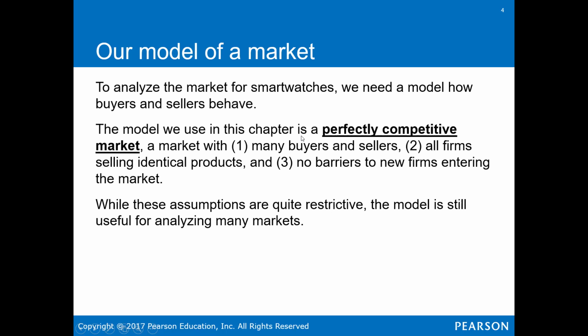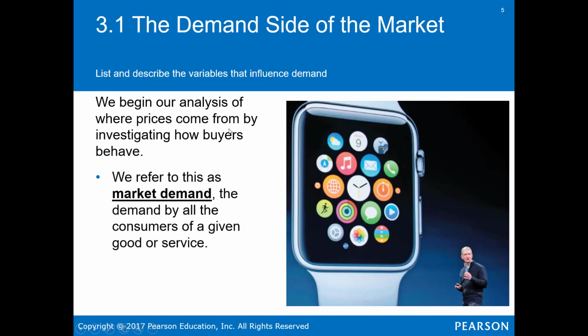Our model of a market. To analyze the market for smartwatches, we need a model of how buyers and sellers behave. The model we use in this chapter is a perfectly competitive market, a market with many buyers and sellers, all firms selling identical products, and no barriers for new firms to enter the market. While these assumptions are quite restrictive, the model is still useful for analyzing markets.